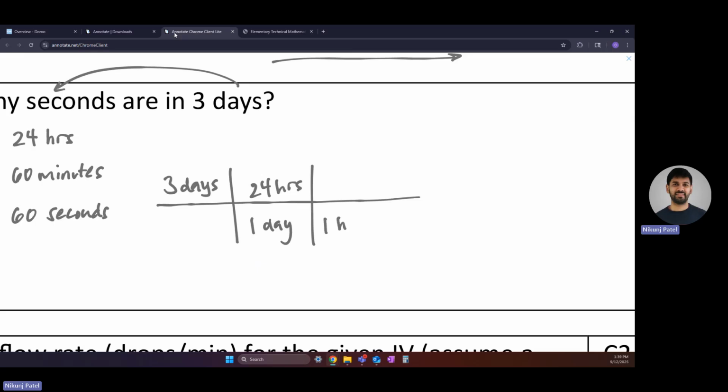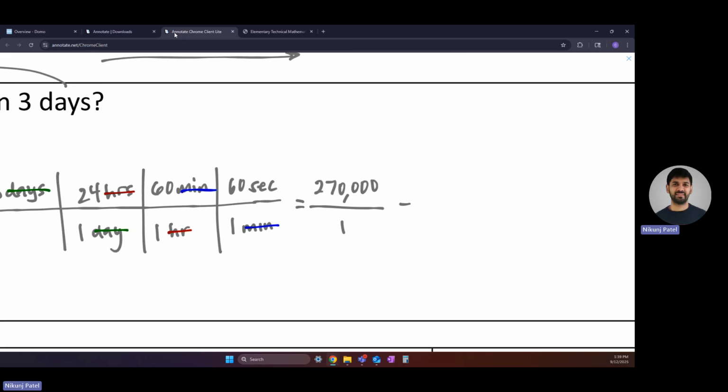So we know that 1 hour is 60 minutes. And we know that 1 minute is 60 seconds. So it looks like we have all of our units cancel here, hours and hours, minutes and minutes, and we're ending up at seconds, which is what we want. After you make this conversion, you should end up across the top multiplying to get 270,000. Across the bottoms, it's all ones, so we can just leave this as 270,000 seconds.